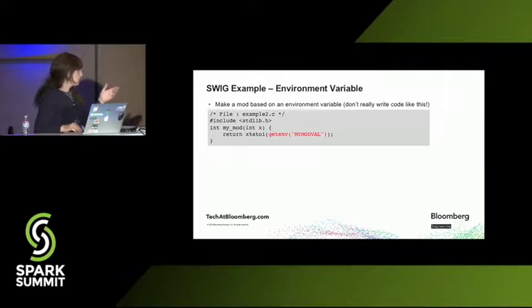So please note, do not actually write code like this. I do not recommend doing an atoi on some random number that you get from the environment. This will probably crash. So don't do that. But assuming you have more robust code that does use an environment variable, this is what it would look like. So you can update your actual C++ code to get the environment variable.